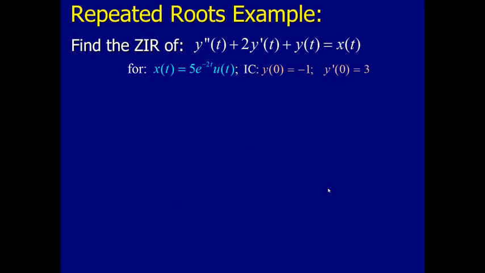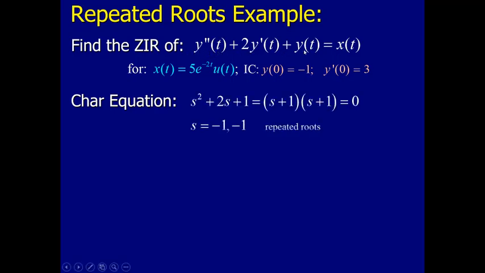So let's take an example. Let's find the zero input response of this second order system. y double prime of t plus 2y prime of t plus y of t equals x of t. Again, a single input case equation. And we're going to excite it with an input 5 e to the minus 2t u of t. And this second order system has two initial conditions, y of 0 equals minus 1, y prime of 0 equals 3. We extract the characteristic equation, which looks like s squared plus 2s plus 1 equals 0.